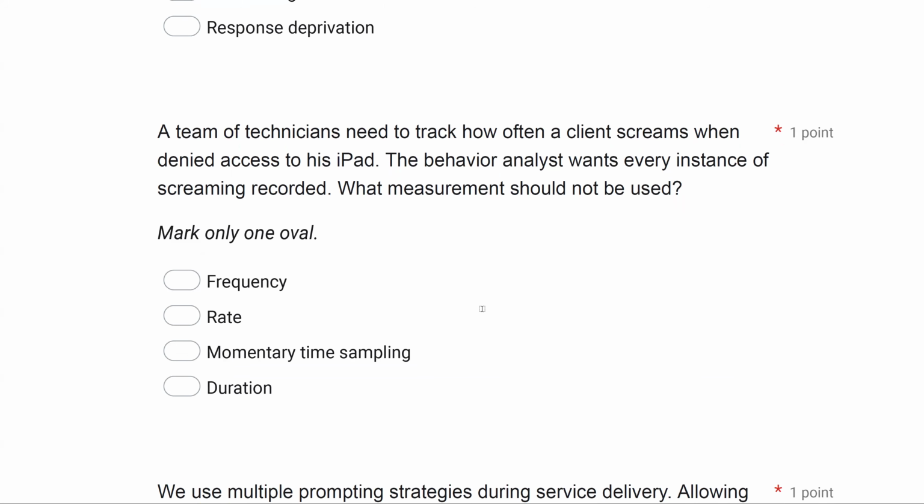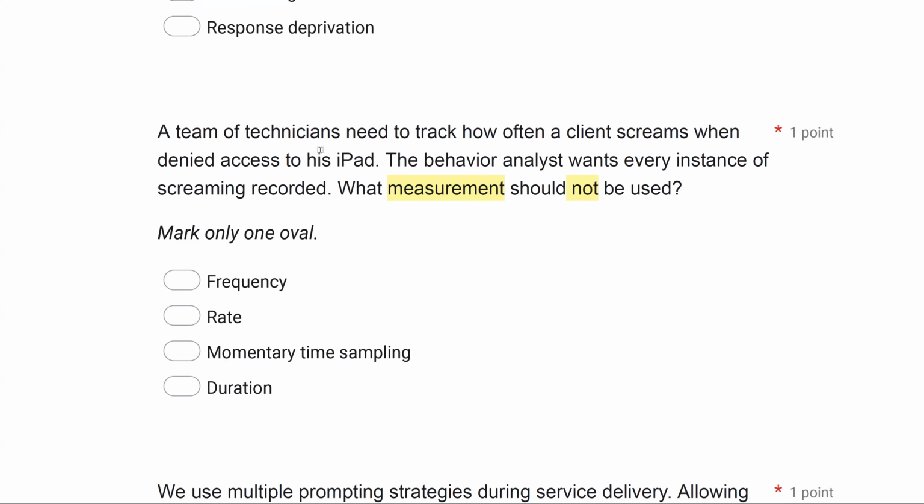A team of technicians need to track how often a client screams when denied access to his iPad. The behavior analyst wants every instance of screaming recorded. What measurement should not be used? Keyword, read carefully, not. So we're looking for a measurement that we should not use, meaning 3 of these answer choices, more than likely, we could use.